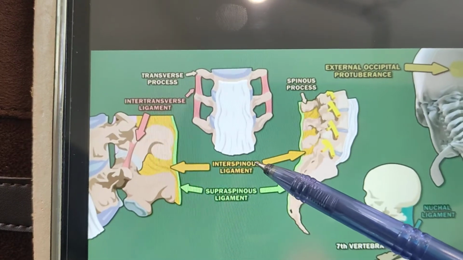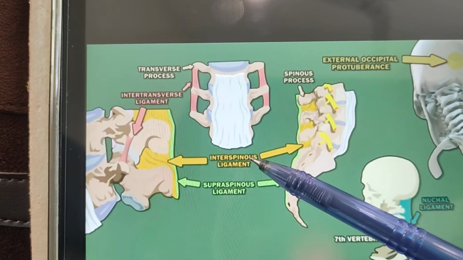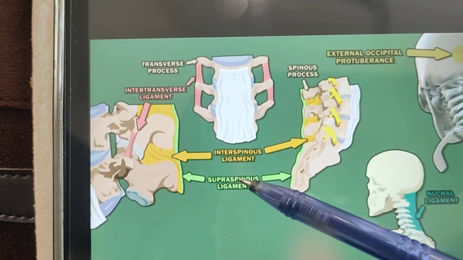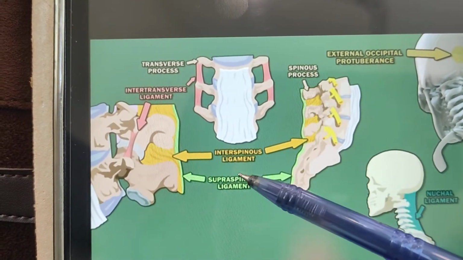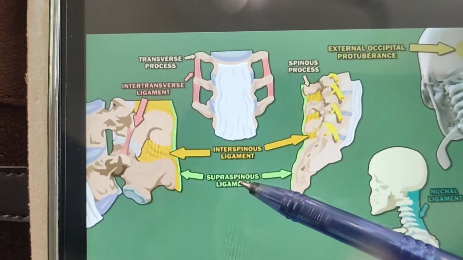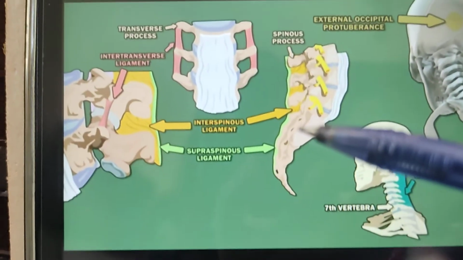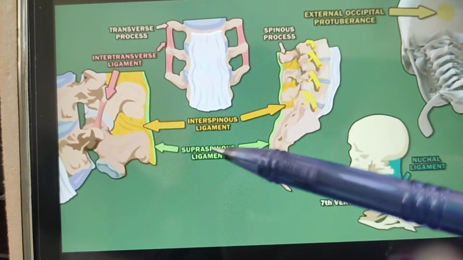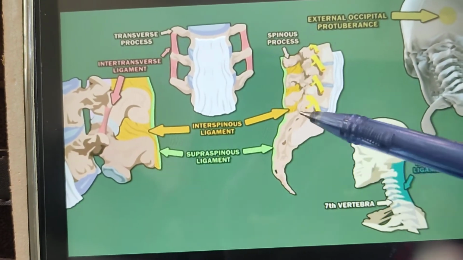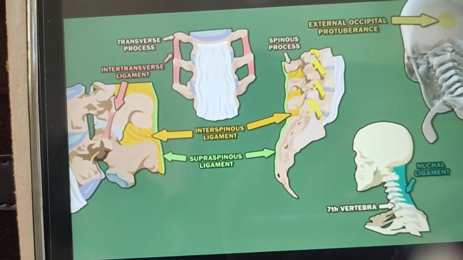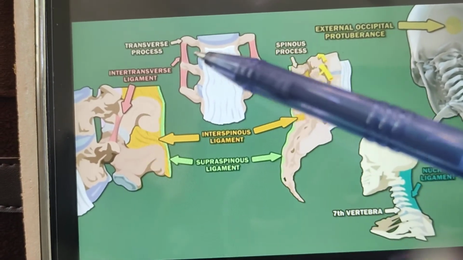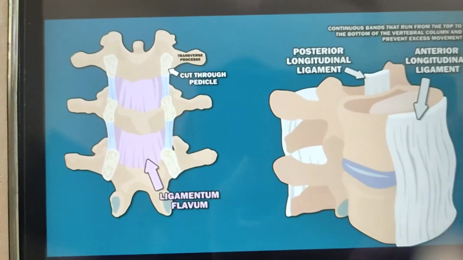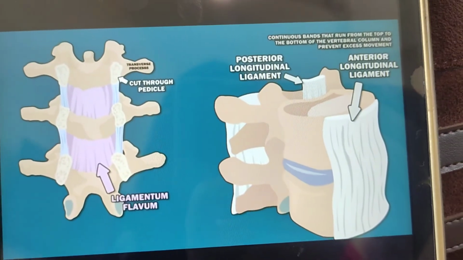Interspinous ligaments are thin membranes which are present at the root of the spinous processes, connecting the roots of all spinous processes, all the spines. And then we have the supraspinous ligament, which is a thick fibrous band present at the apices of all the spines and connecting the apices of all the spines. So intertransverse, interspinous and supraspinous ligaments are the commonest ligaments which are present in all vertebrae.